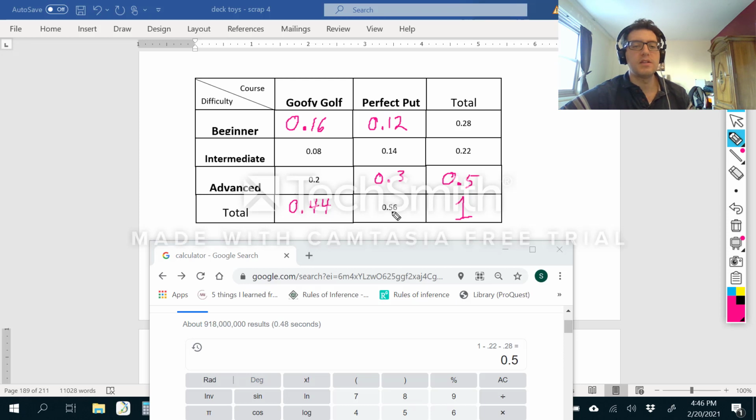Like I did 1 minus 0.56 equals 0.44. Okay, anyway, so I'm going to move on now. So this is pretty simple to fill that in.